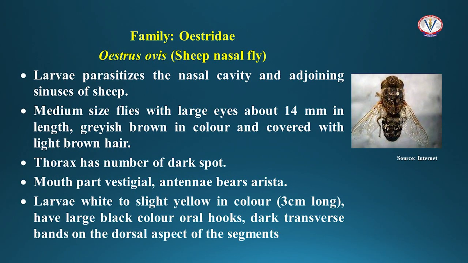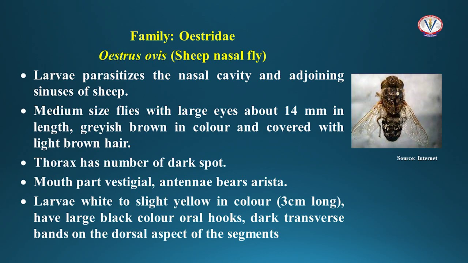Family Oestridae, Oestrus ovis, the sheep nasal fly. The larva parasitizes the nasal cavity and adjoining sinuses of sheep. These are medium-sized flies with large eyes, grayish brown in color and covered with light brown hairs. Thorax has a number of dark spots.